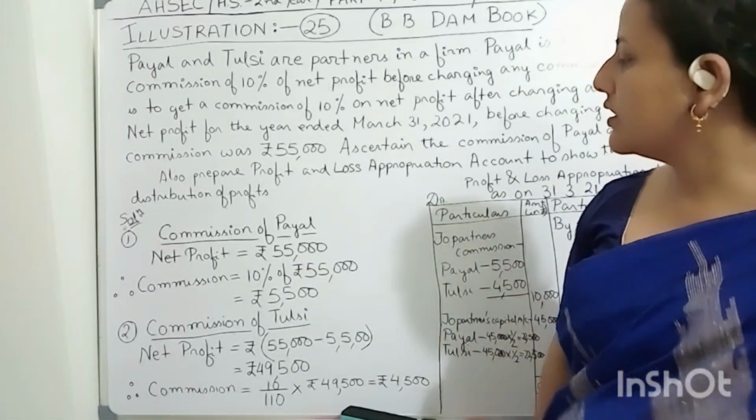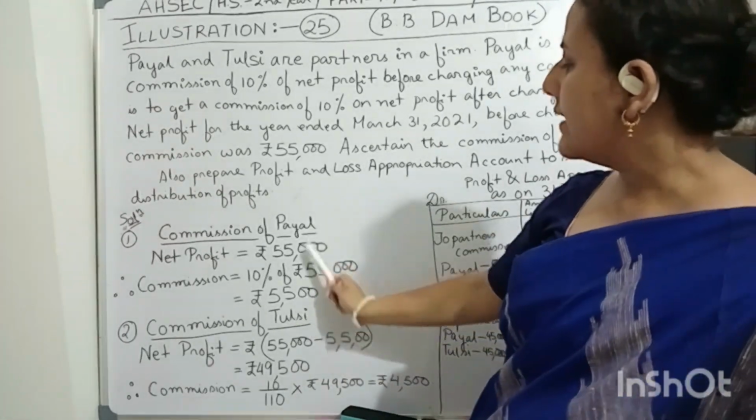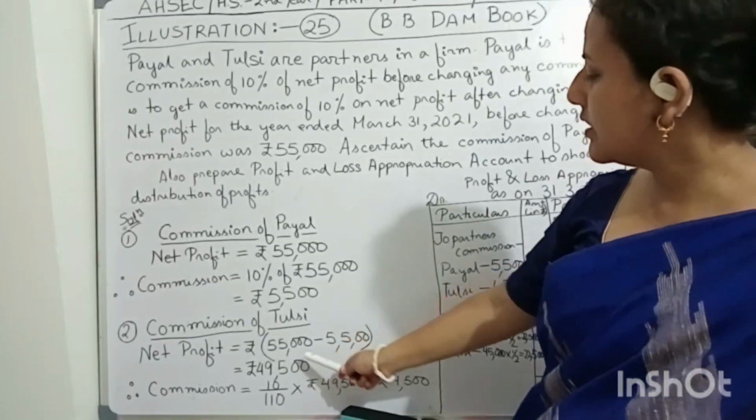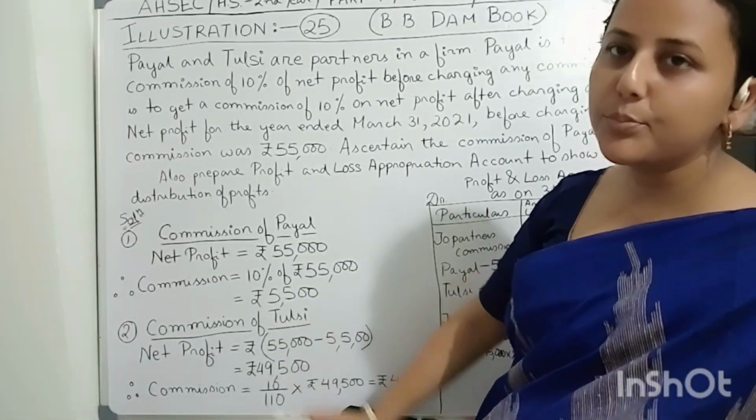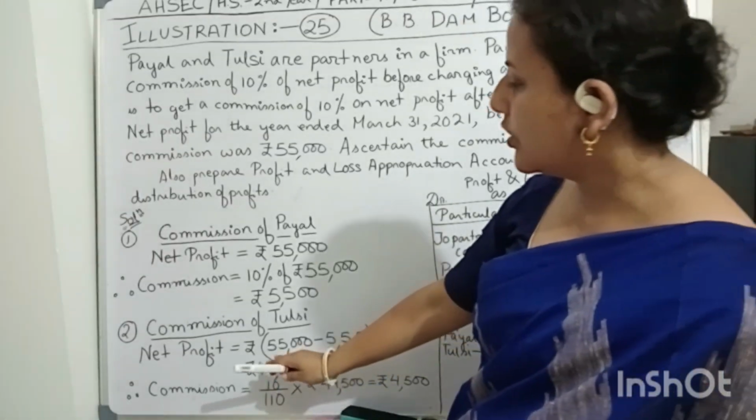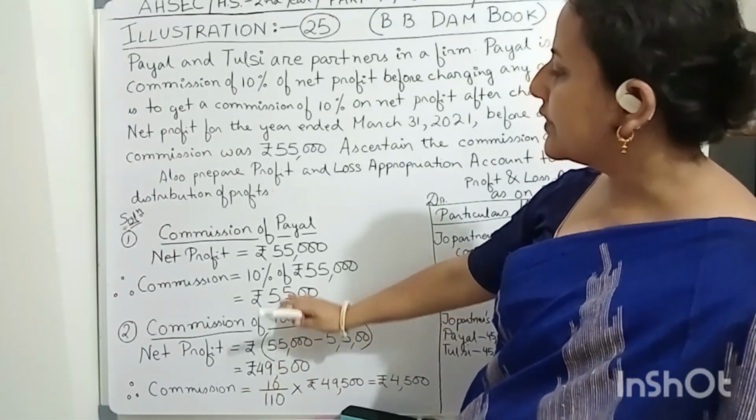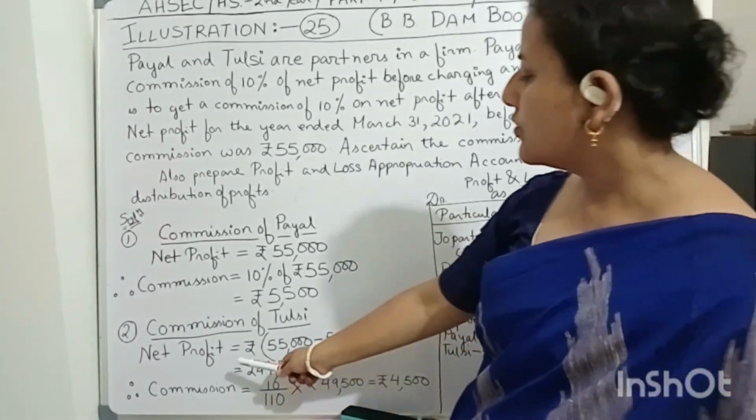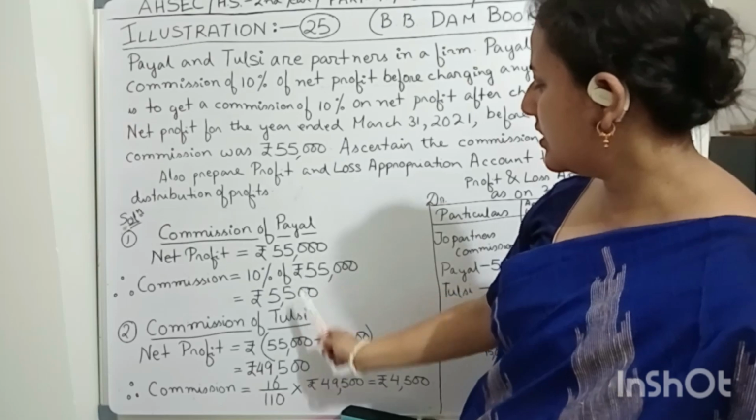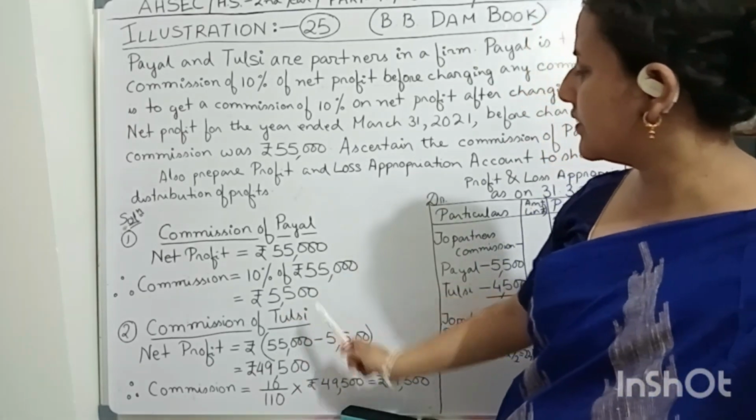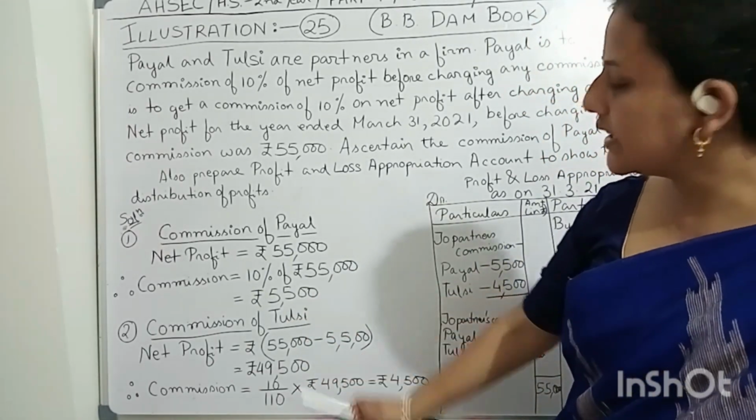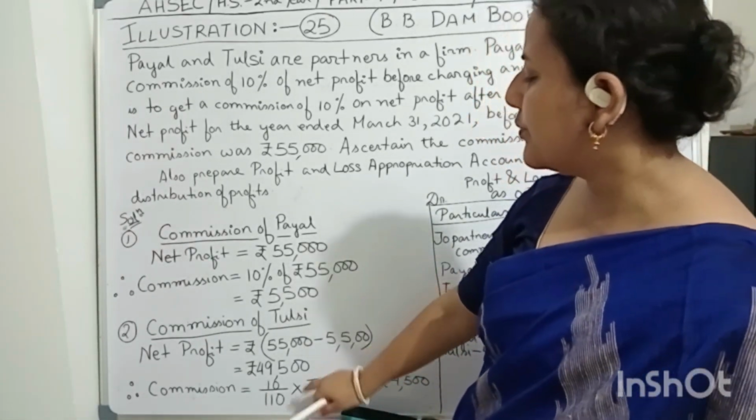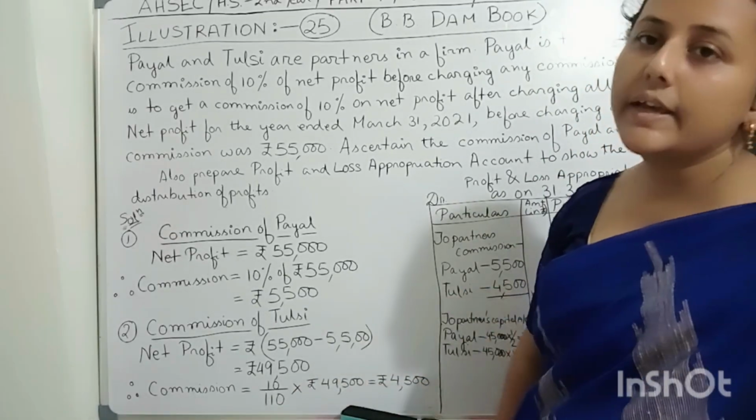Now after charging Payal's commission, what will be the commission of Tulsi? Sorry, not commission, net profit. After giving commission to Payal, what is the net profit? Net profit equals 55,000 minus 5,500, so that is 49,500. Now on this net profit, Tulsi will get commission.